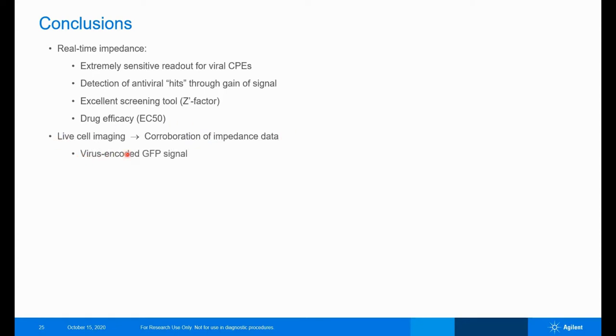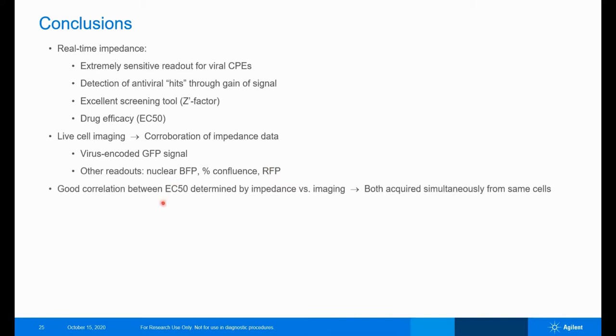Today, I really only had time to look at the virus-encoded GFP signal, but we could have just as easily incorporated analyses that used the nuclear blue fluorescent protein, the percent confluence, or even included a red fluorescent protein signal that we just didn't make use of today. There's very good correlation between the EC50 values determined by the impedance and imaging outputs. And one of the reasons for that is that both are being acquired simultaneously from the exact same population of cells. This is very different than traditional assays where you might try and run it using two approaches, but they have to be done in different plates and in different instruments.